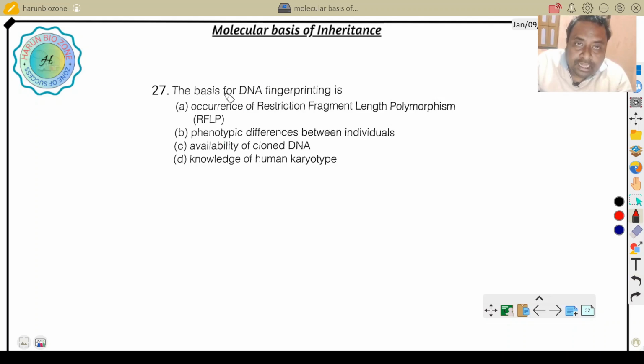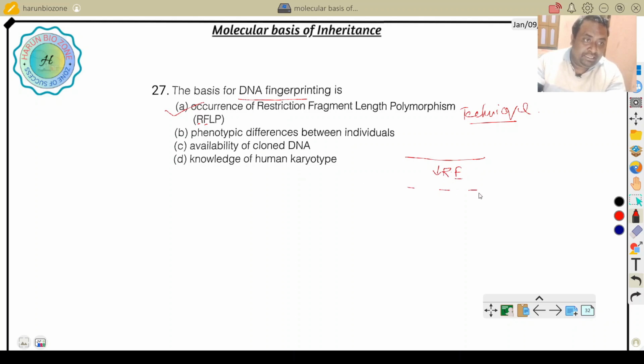Next question: the basis of DNA fingerprinting is. So what is DNA fingerprinting? It is a forensic technique by which crime analysis is done. In this technique, they use RFLP, restriction fragment length polymorphism. First they collect the DNA, then cut the DNA with restriction endonuclease, which produces fragments.